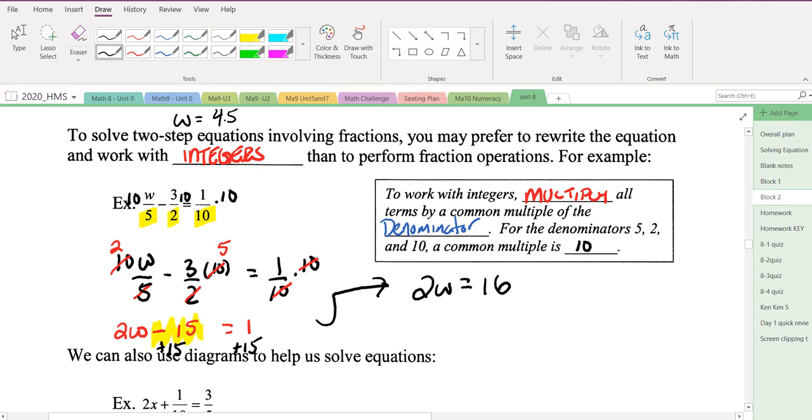Okay? Then, back to first day stuff. The number in front of the w is multiplying. The opposite of multiplying is dividing. So you divide by 2, so they cancel out. Divide by 2s. So we're left with w is equal to 16 divided by 2, which is 8.